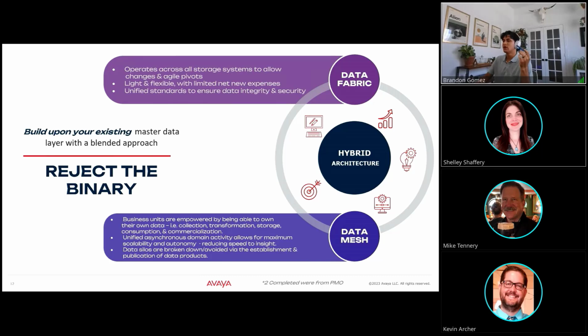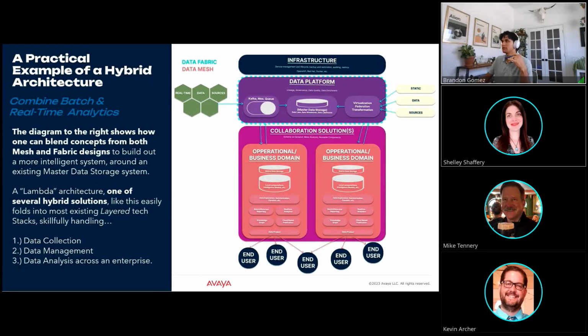This slide stands on the foundational work of thought leaders like Jim Dong Sun and Nathan Mars, who originally coined this architectural idea as batch/real-time architecture. The diagram to the right shows how one can blend concepts from both mesh, what you're seeing in the salmon color, the lighter blush, and the arrows going down to the end users, and fabric designs, being the electric blue, teal lines and dotted line outlining the data platform, and how you can integrate those to build a more intelligent system around an existing master data storage system.